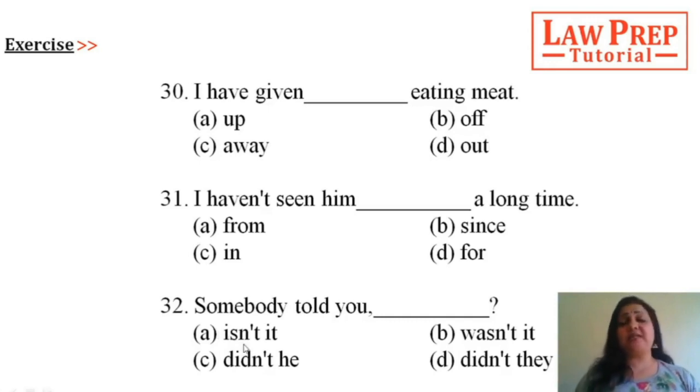The watch is working, isn't it? For wasn't, the watch is working. The watch was working, wasn't it? Now because it is past tense, for this I need a they, or I need a plural case. They told you, didn't they? And so my answer, didn't he? Somebody told you, didn't he?